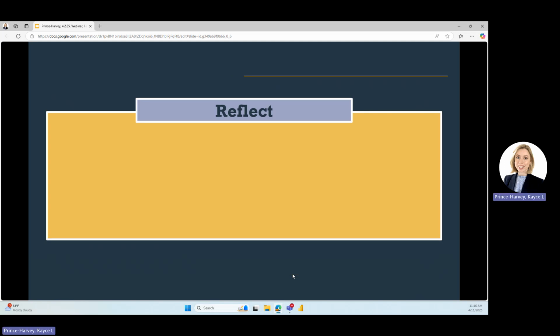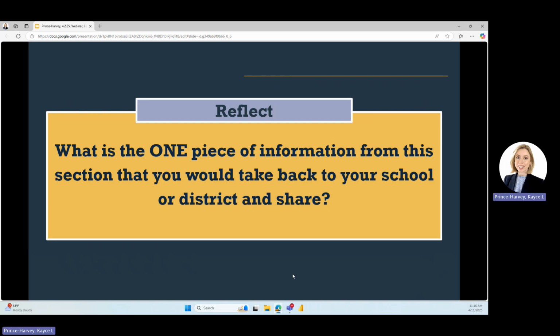We'll close out this section with a quick reflection on what is one piece of information from this section that you would take back to your school or district and share. So as we have laid the foundation for feedback, what is one thing that you might take back to your school or district to share that you feel is particularly impactful?